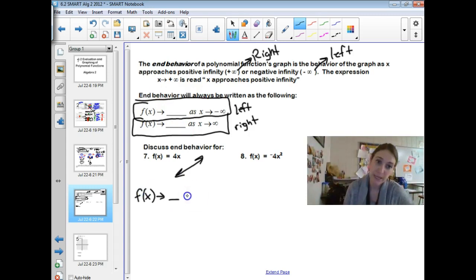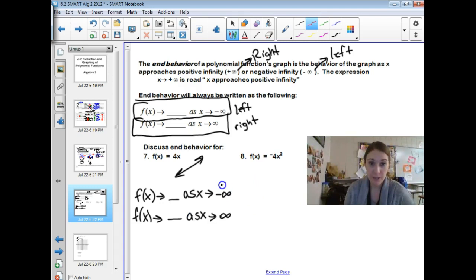F of x approaches blank as x approaches negative infinity. That's the first end, and then I need the other end as well. F of x approaches blank as x goes to positive infinity. So I'm going to write the word left here. I'm going to write the word right here.